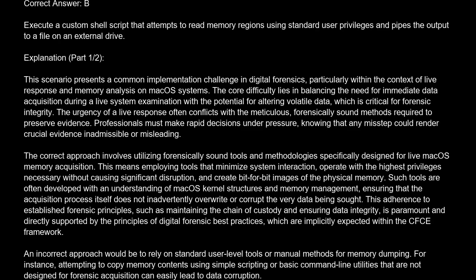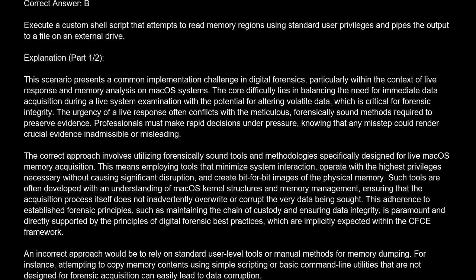The correct answer is B. Execute a custom shell script that attempts to read memory regions using standard user privileges and pipes the output to a file on an external drive. Explanation. This scenario presents a common implementation challenge in digital forensics, particularly within the context of live response and memory analysis on Mac OS systems.